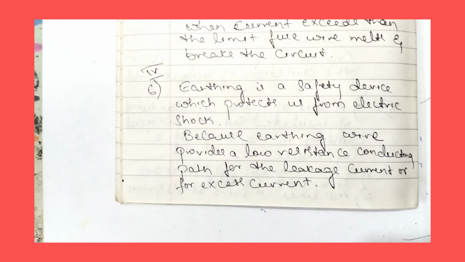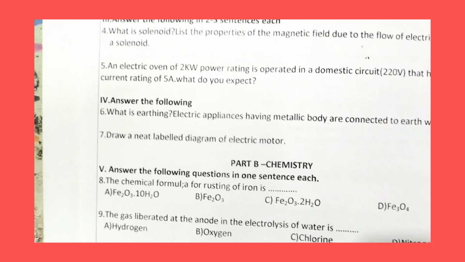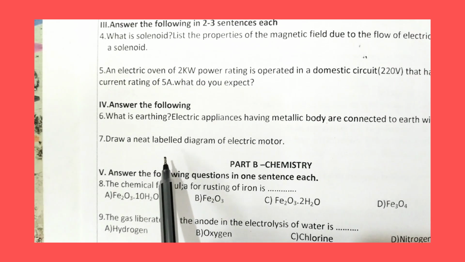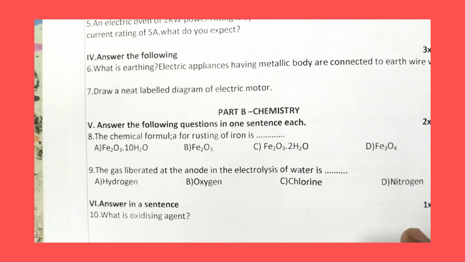So now let us move to the next question, that is, draw a neat labelled diagram of an electric motor. This is the last question of the physics part. Now let us move to the chemistry part.